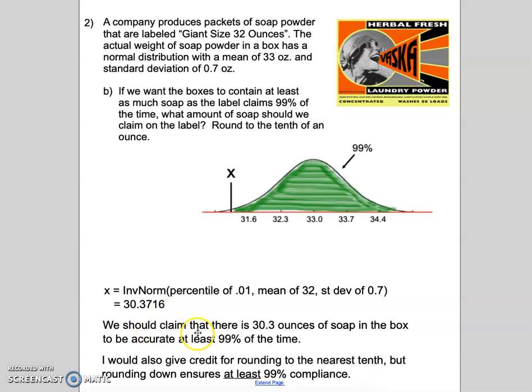So we should claim that there are 30.3 ounces of soap in the box, to be accurate at least 99% of the time. I would also give you credit if you rounded to the nearest tenth and did 30.4, but if you did 30.4, you wouldn't quite get 99%, so that's why I rounded down in this case. I wouldn't mark wrong for that, but that is the correct answer.